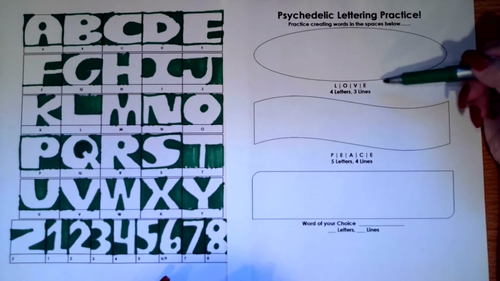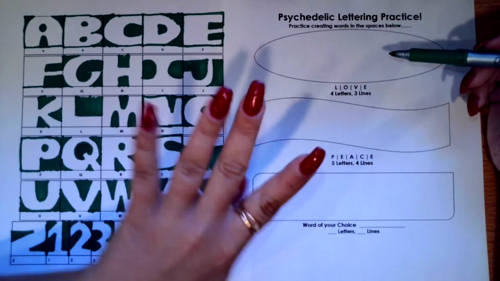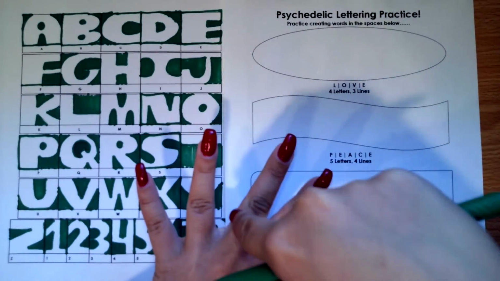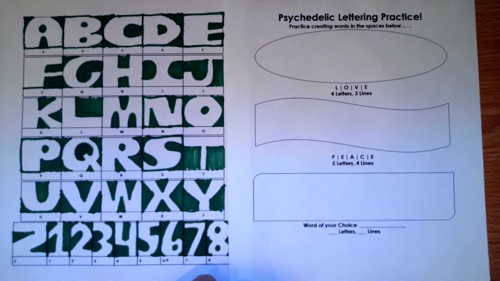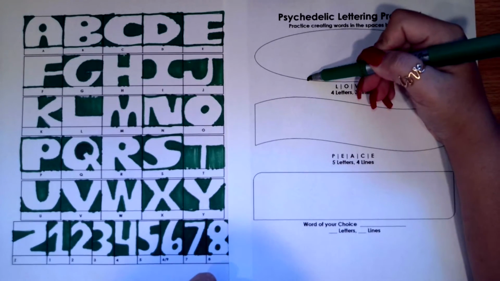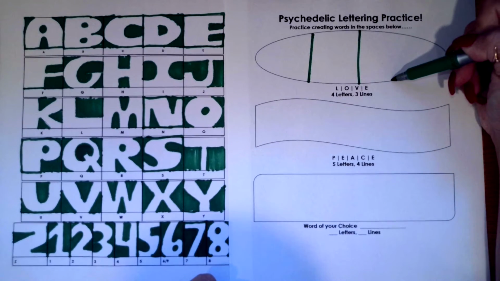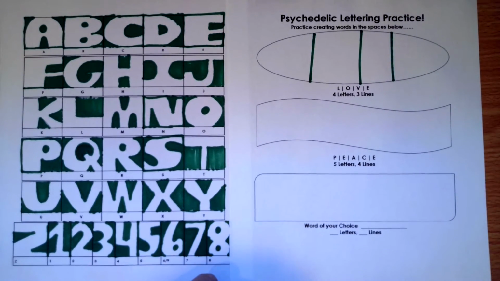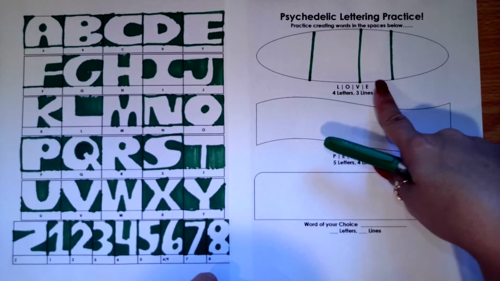We're choosing the word. For this example, I'm going to use the word love. The word love has 4 letters. So in between each letter, we need a line. 1, 2, 3 lines. So in my space, my oval shape for the word love, I'm going to write 3 lines. So just watch. 1, 2, 3. So this will be my L, my O, my V, and my E.